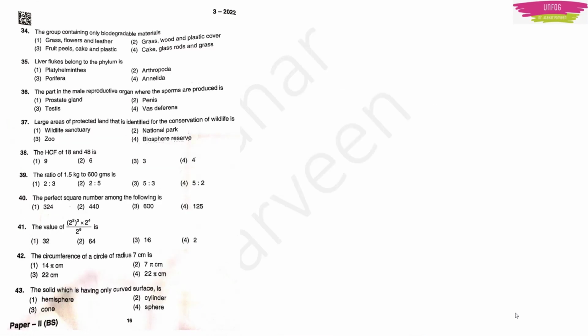Okay, next question number 34. The group containing only biodegradable materials. Here, biodegradable materials means plastic cover and glass are not biodegradable, right? So your option 1 will be right. It is grass, flowers and leather, because leather is also obtained from animals, right? That's why grass, flowers and leather, all three will become biodegradable materials.